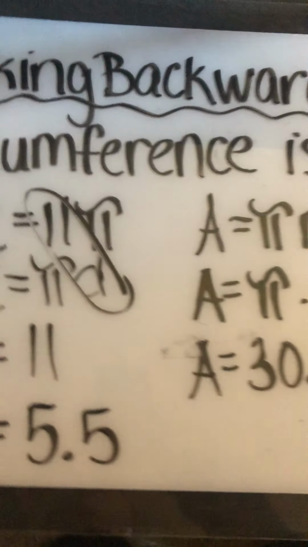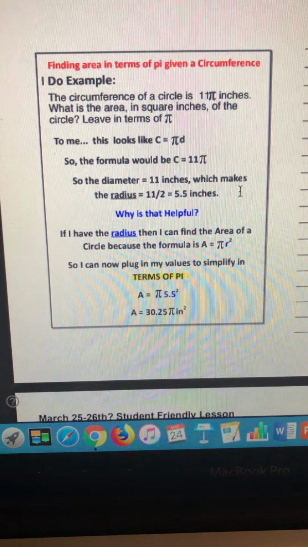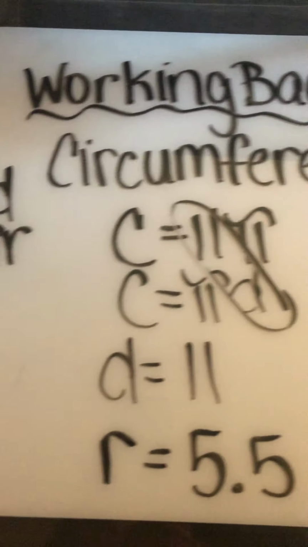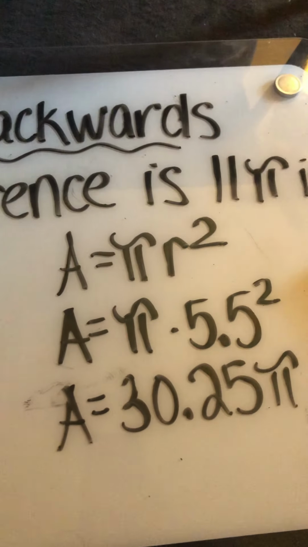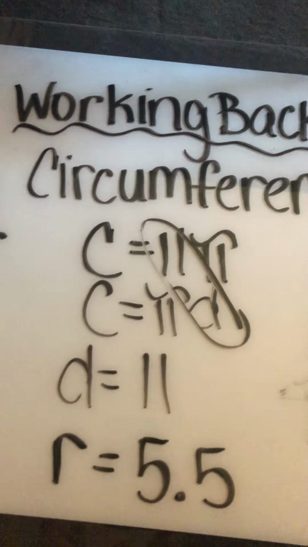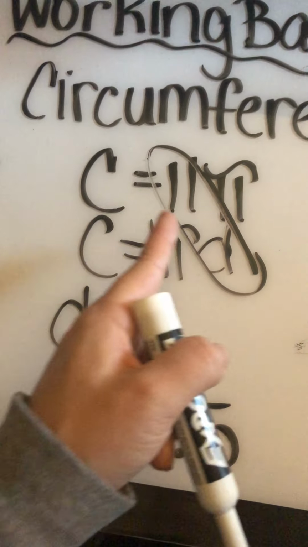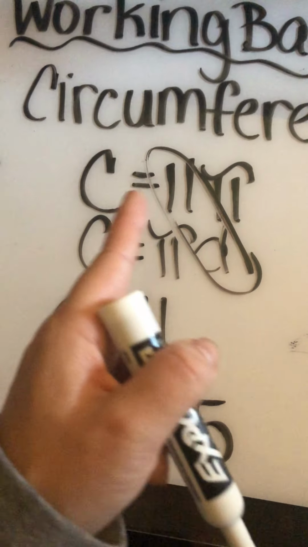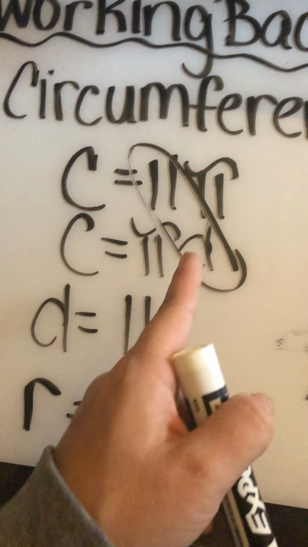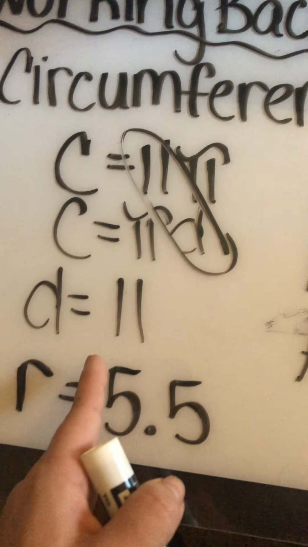So let's go back to the beginning. I am literally just modeling this I do example that's in your lesson. It tells us that they give us a circumference that is 11 pi and inches, and they want us to find the area. So the first thing you want to do is write the information that they give you. They tell you the circumference is equal to 11 pi. If the circumference is equal to 11 pi, then we know that the diameter is then equal to 11.